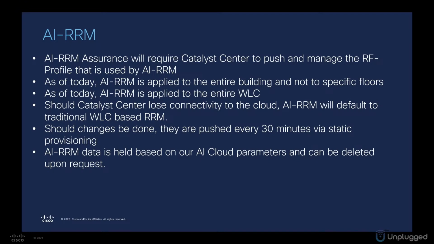So that comes to the changes that are pushed from the Catalyst Center cloud. These are static configs. The cloud will issue a specific channel and a specific power level to the Catalyst Center. We'll then turn around and turn that into a command to request a static AP assignment for the channel, the band, the width, as well as the power level.